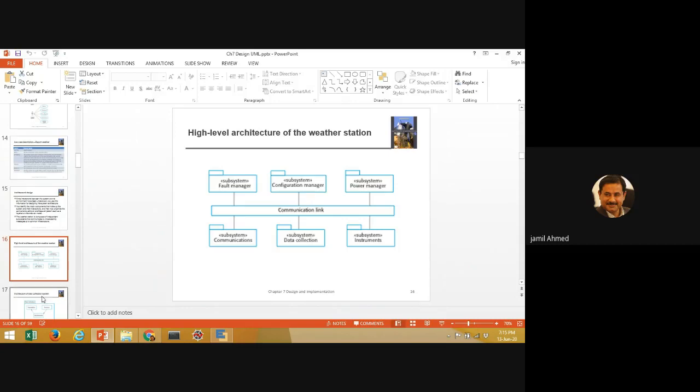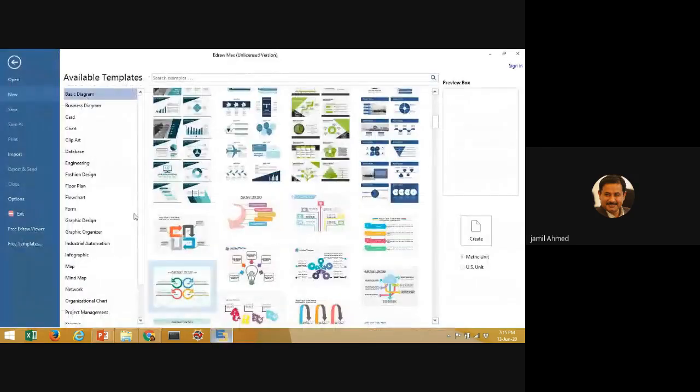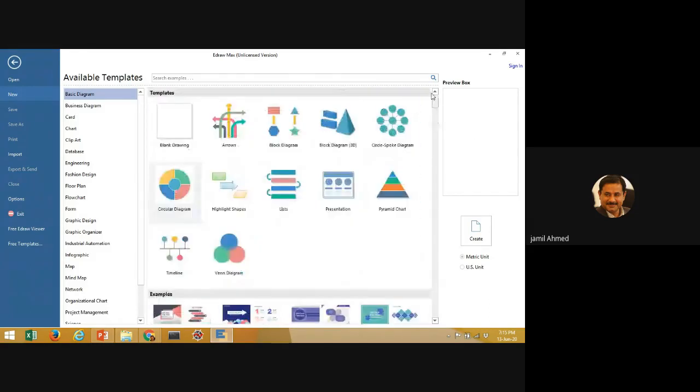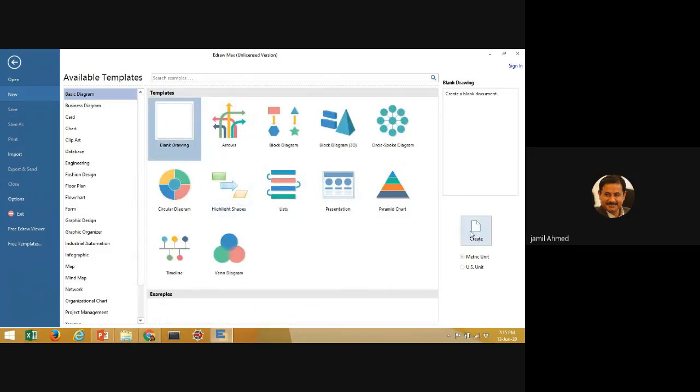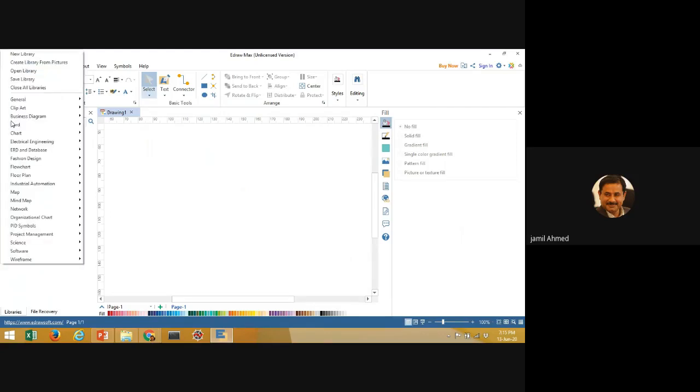And how can we draw it? It's not a challenge. It's an easy thing. Now, first of all, we should have some sort of understanding, then we can think about how we can draw these things. So again, blank, create. Now you have the distinct categories.